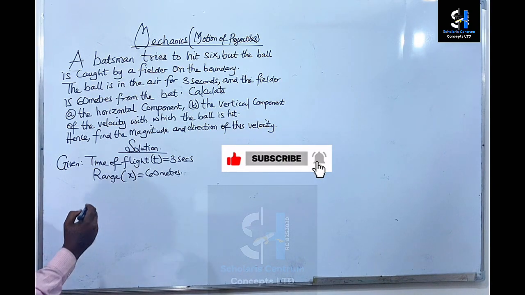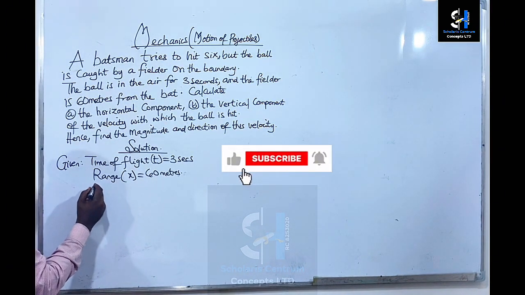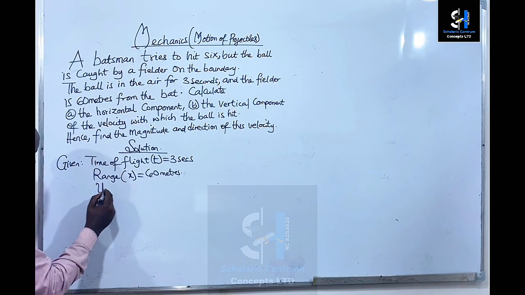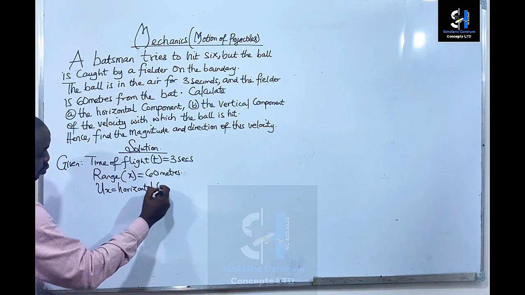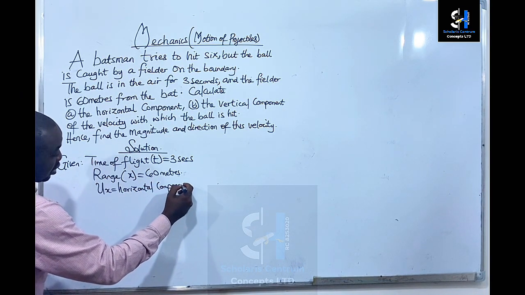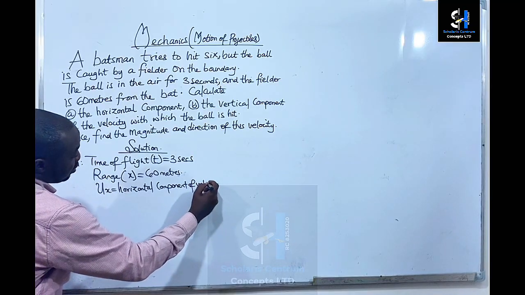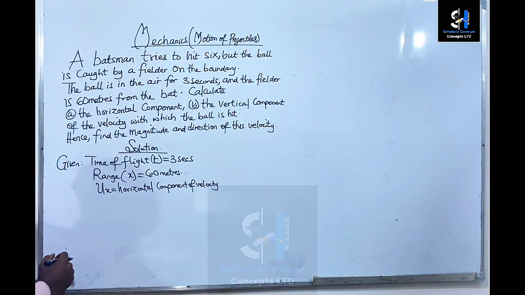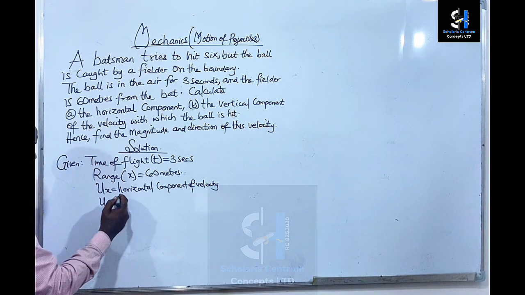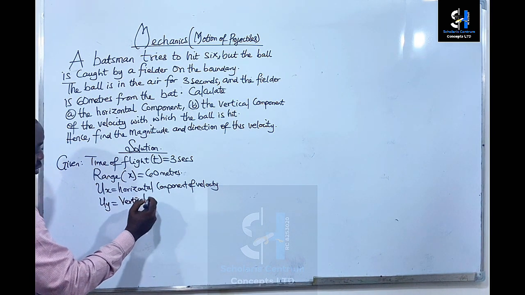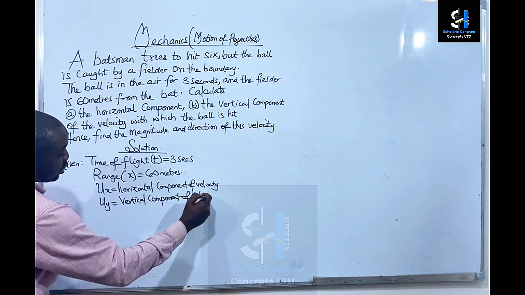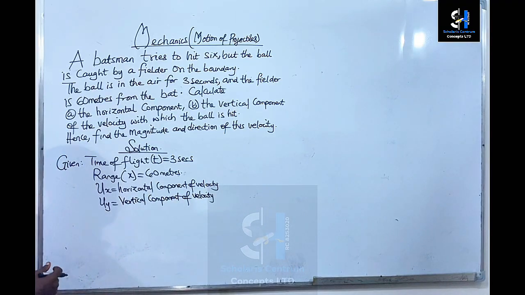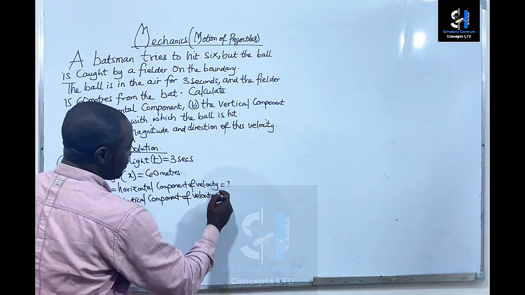We are asked to calculate the horizontal component of the velocity with which the ball is hit. So we can say that Ux represents the horizontal component of velocity. So we need to find the horizontal component of velocity and also the vertical component of velocity. All right, so these two are not given.